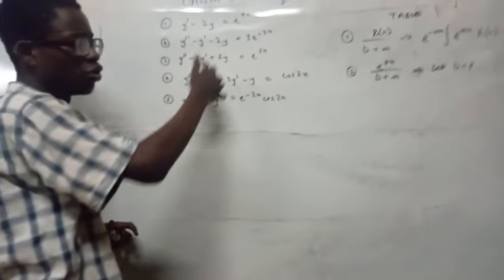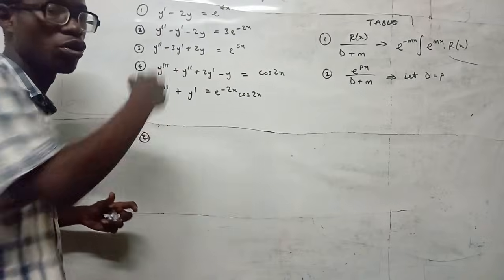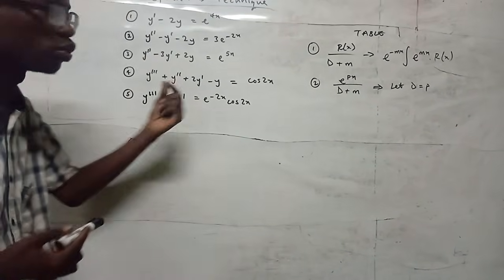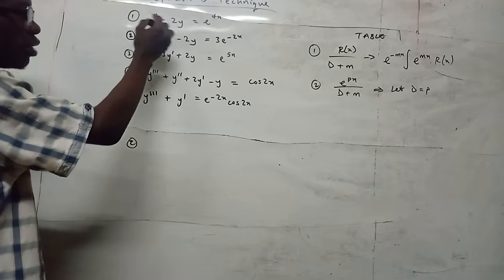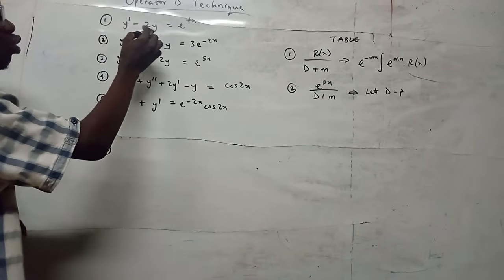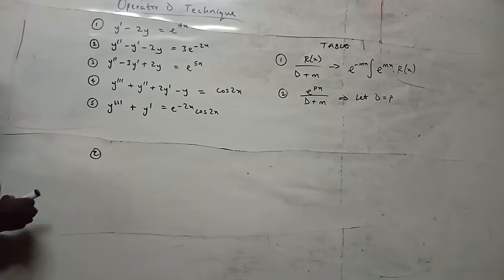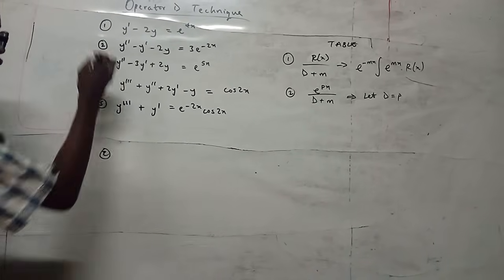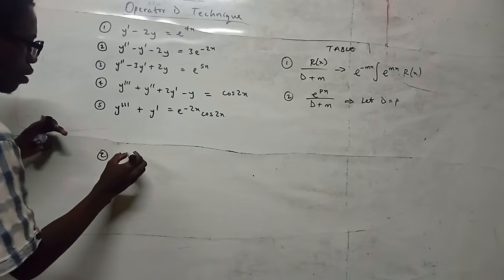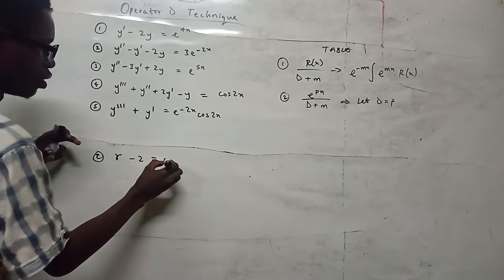We are evaluating each of them, please. We are evaluating. I'm not looking for the complementary solution. You can do that on your own. For y minus 2, you can just write out the auxiliary equation of this. This is r minus 2, right? So r minus 2 equals 0.